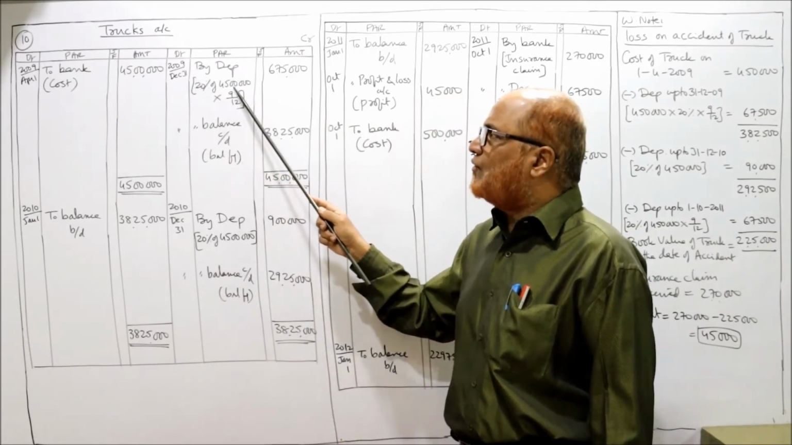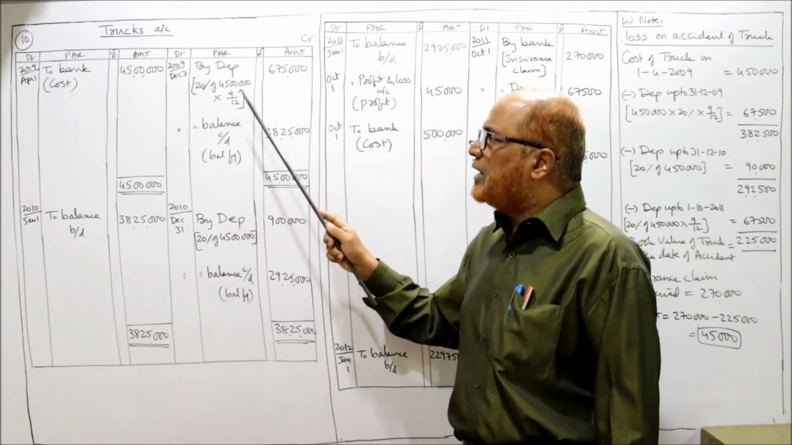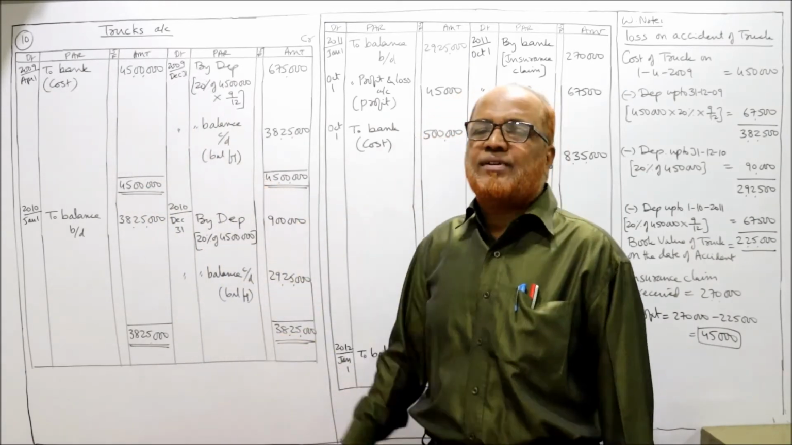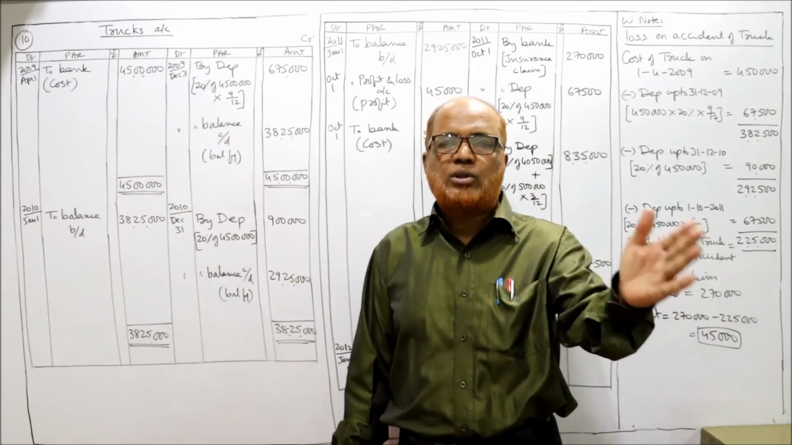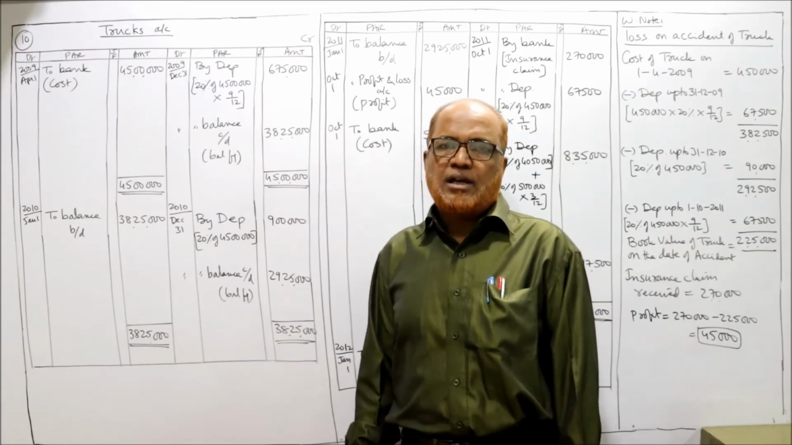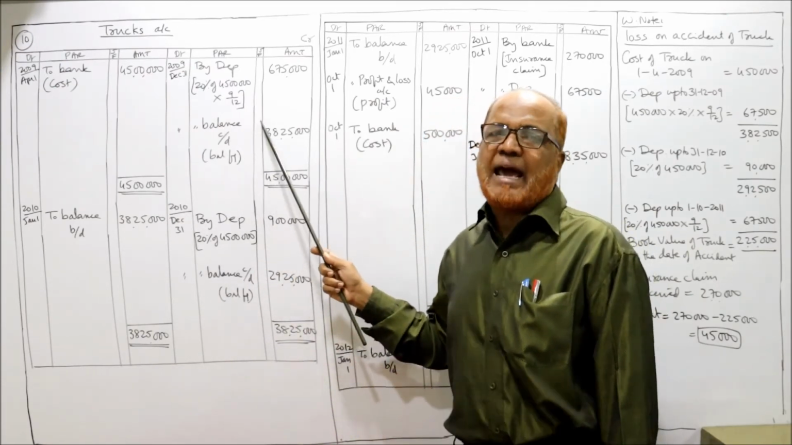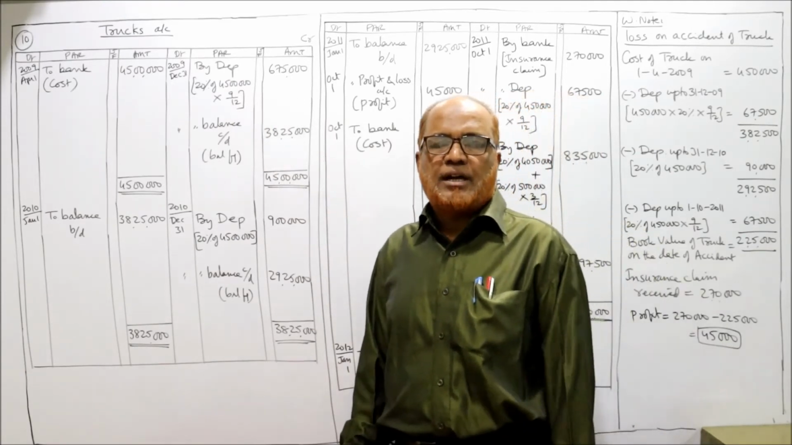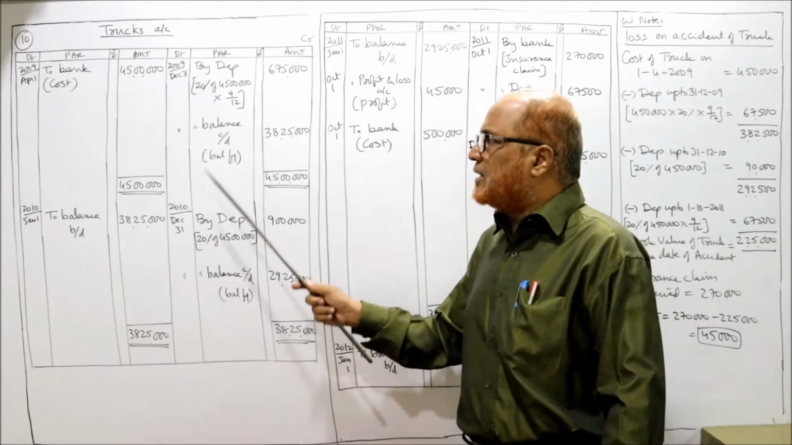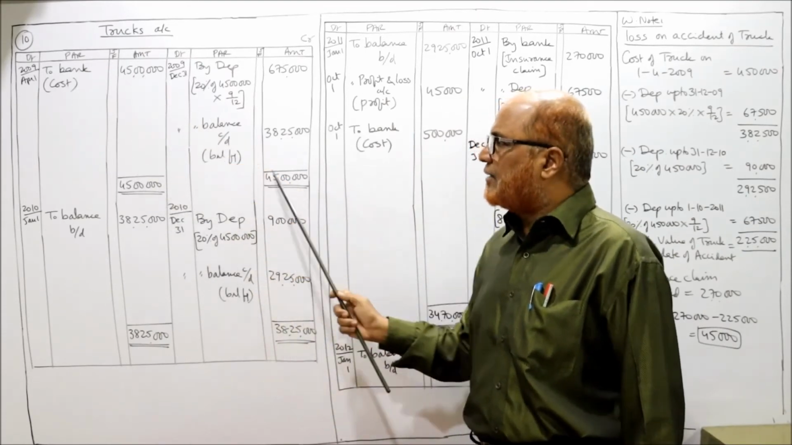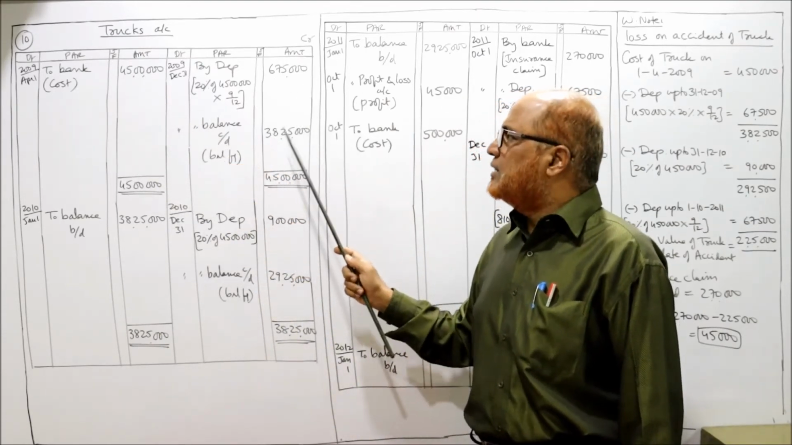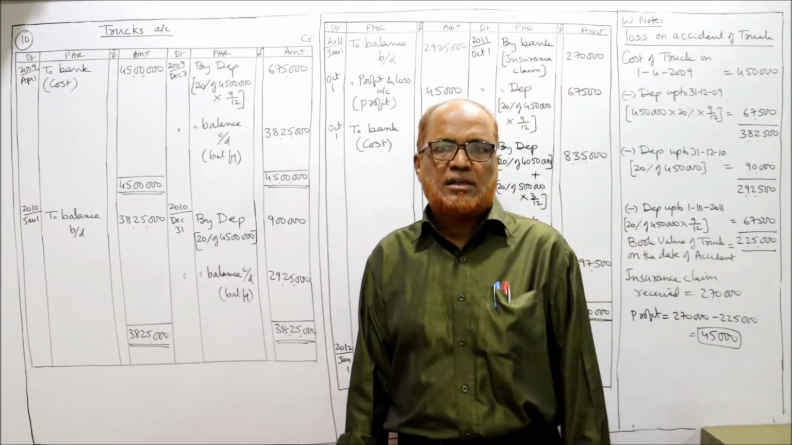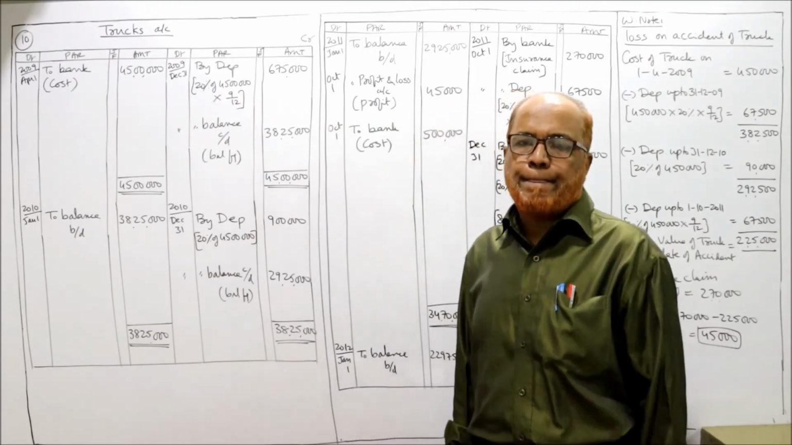So 20% of 45 lakh into 9 by 12, because the trucks are purchased on 1st April and we are closing the accounts on 31st December. So from 1st April to 31st December, 9 months. So 20% of 45 lakhs into 9 by 12, you will get 6,75,000 depreciation for the first year. Now balance. Take the total debit side, 45 lakh minus 6,75,000, 38,25,000 is the closing balance of the value of all trucks at the end of the first year, 2009.